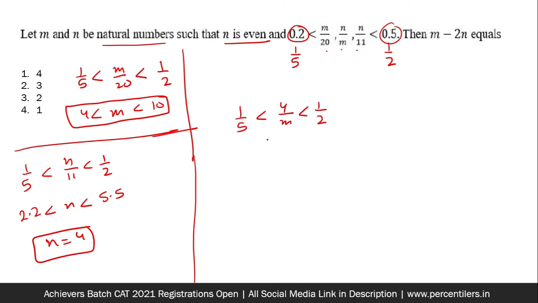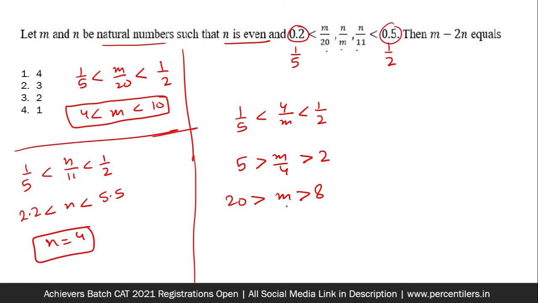Now you know that when all the numbers are positive, and if I take the reciprocals of these numbers, the signs will change. You must know this. That's a real time saver. And now multiplying the entire inequality by 4, I get m to be between 20 and 8.